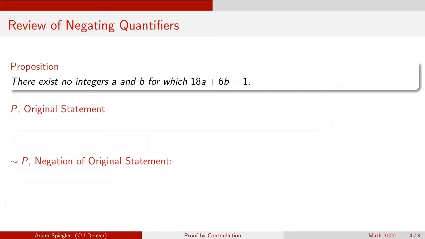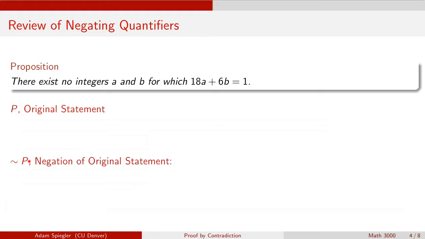We did talk about these in class, so you might want to check out the worksheet that we did, worksheet 3 on quantifiers. But let's say we want to prove the following statement: there exist no integers a and b for which 18a plus 6b is equal to 1. And if I want to prove this by contradiction, I would want to start by supposing not p.